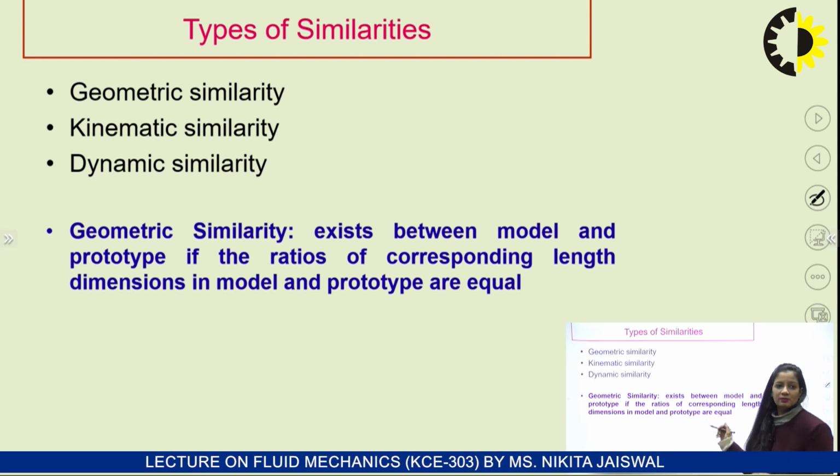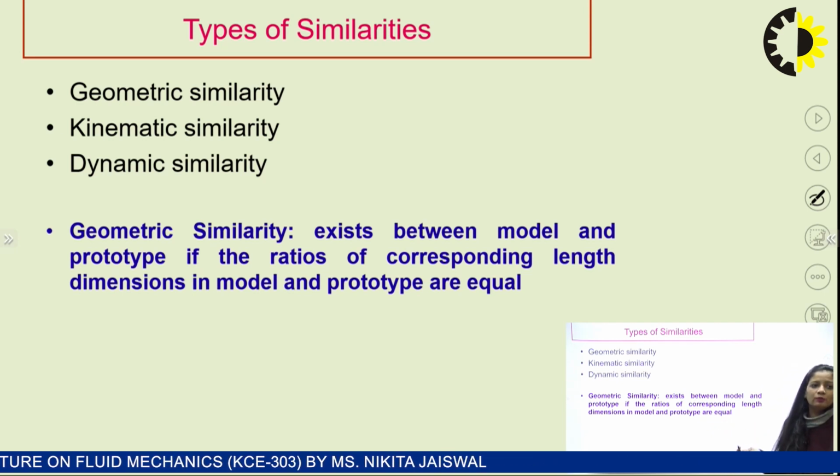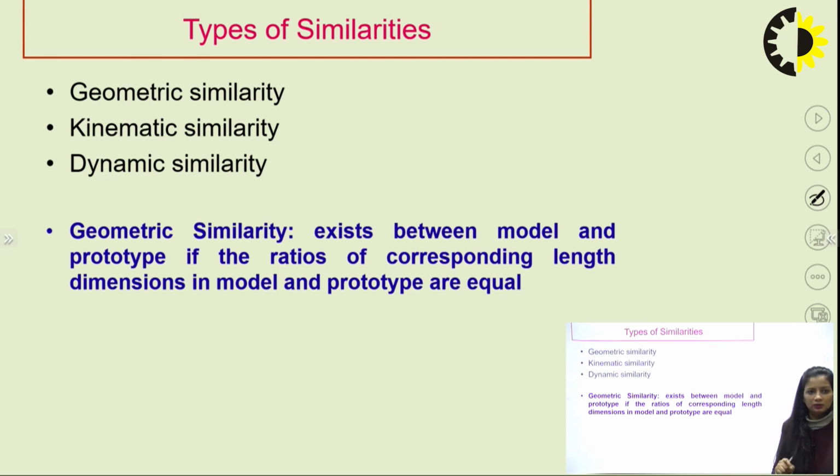What is geometric similarity? That exists between model and prototype if the ratios of corresponding length dimensions in the model and prototype are equal. Geometric similarity means we need to equate all the corresponding lengths, or you can say the dimensions of model and prototype, and they should be equal. If they are equal, then we will say that geometric similarity exists between model and prototype.